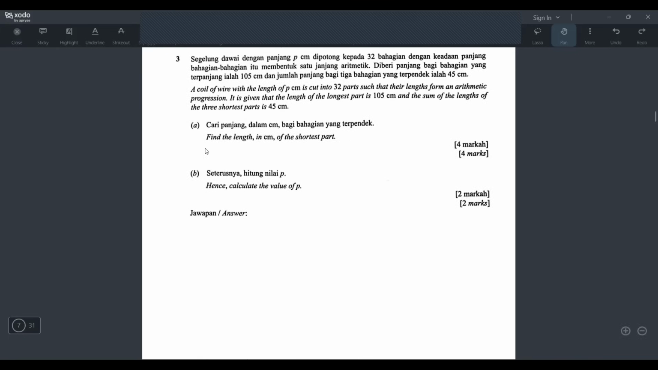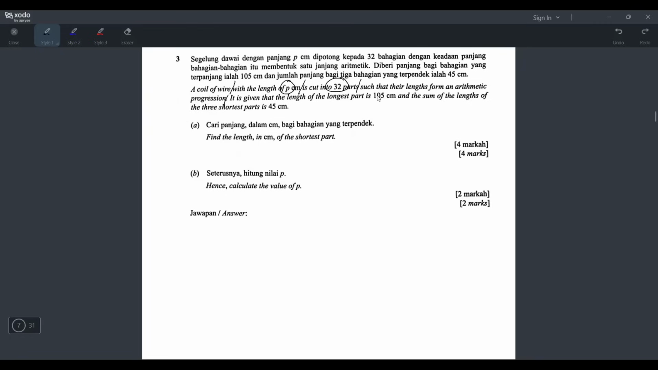Okay, let's go. Question number 3. Let's read the question. A coil of wire with the length of P cm is cut into 32 parts, such that their lengths form an arithmetic progression. So the length of each part is not the same. Some are shorter, the shortest, and some are longer, the longest. Because if it forms an arithmetic progression, it means definitely the lengths are not the same.